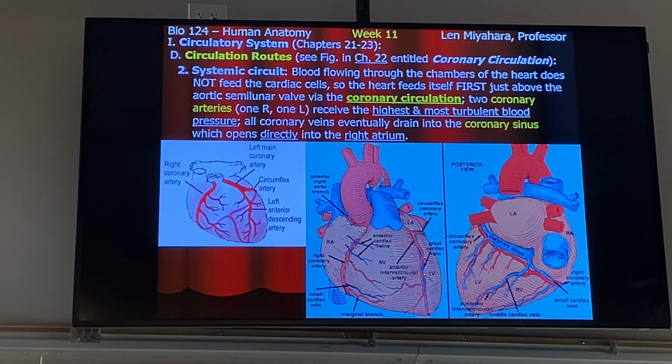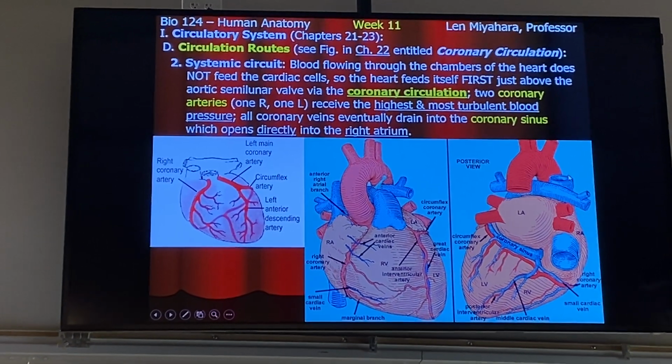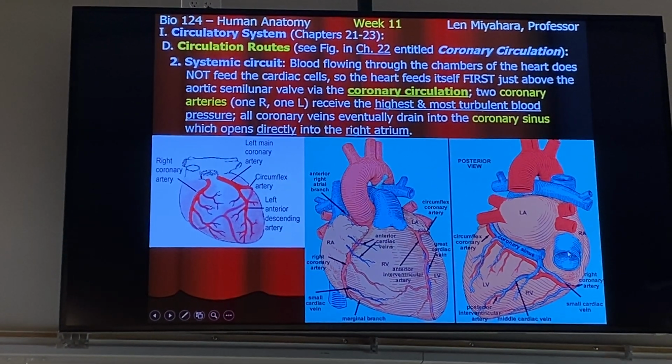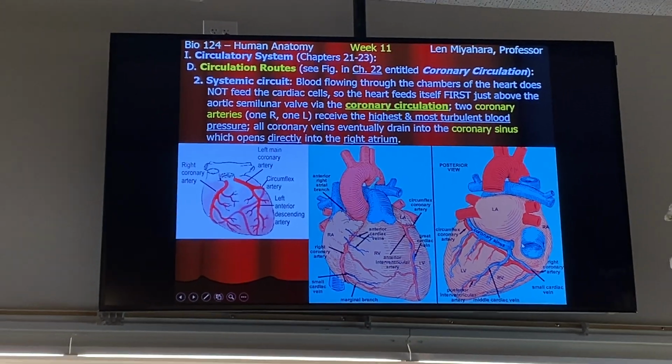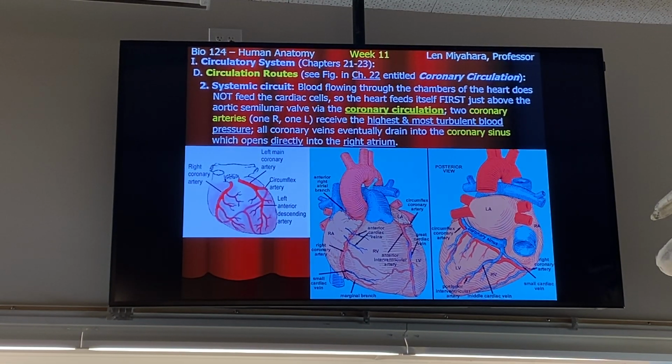Can you point those out one more time? Superior vena cava, inferior vena cava, coronary sinus, all going into the right atrium.